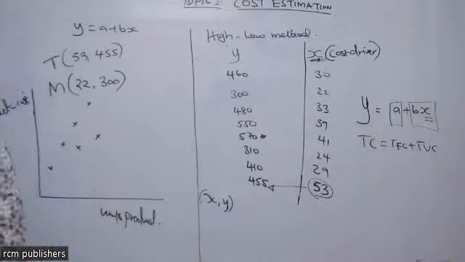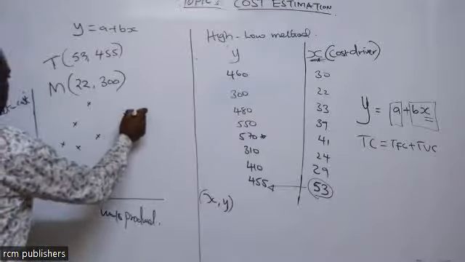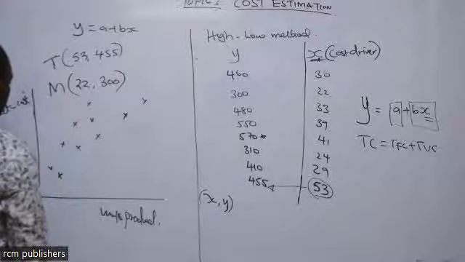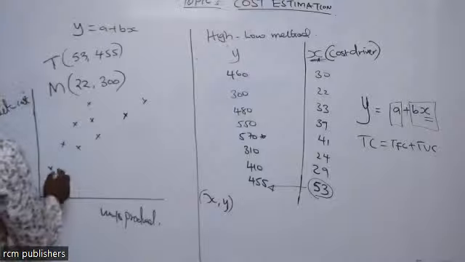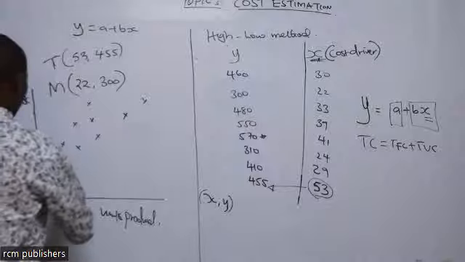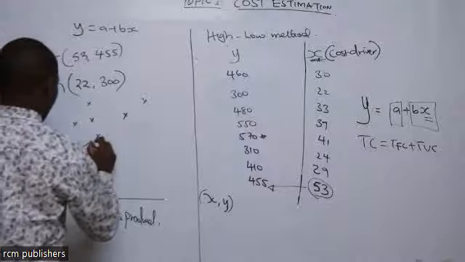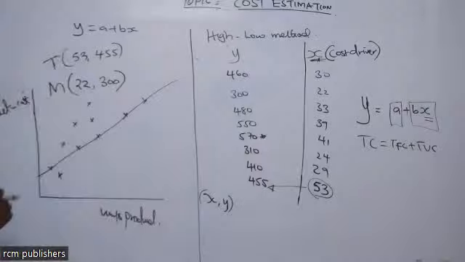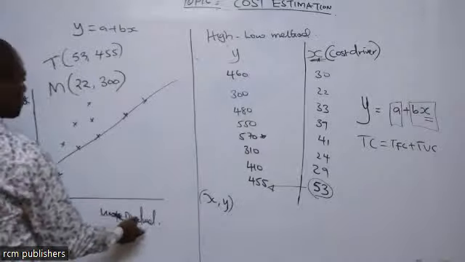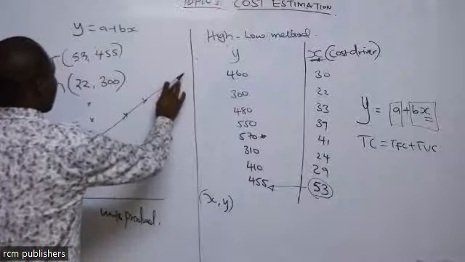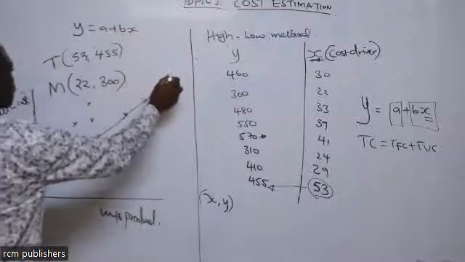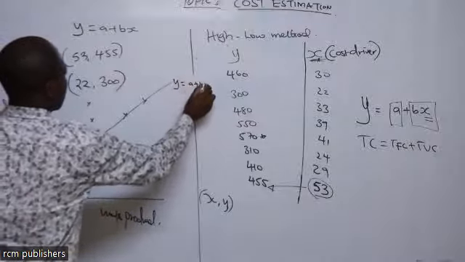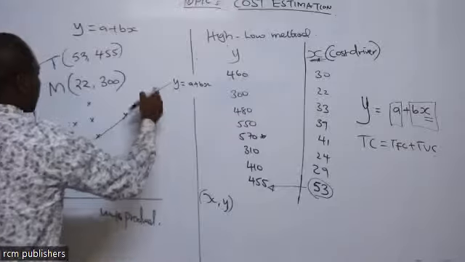You want to look for the line of best fit. Then you say this one here appears to be the line of best fit. So the total production cost against units produced is this one here. That is the line, which is equal to y equal to a plus bx. This is what we are looking for, this unknown.